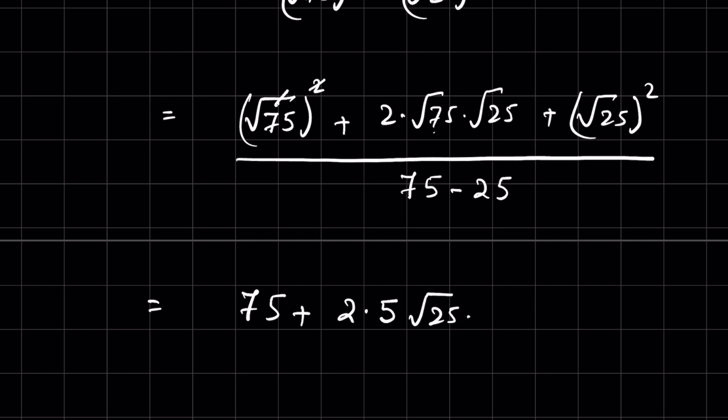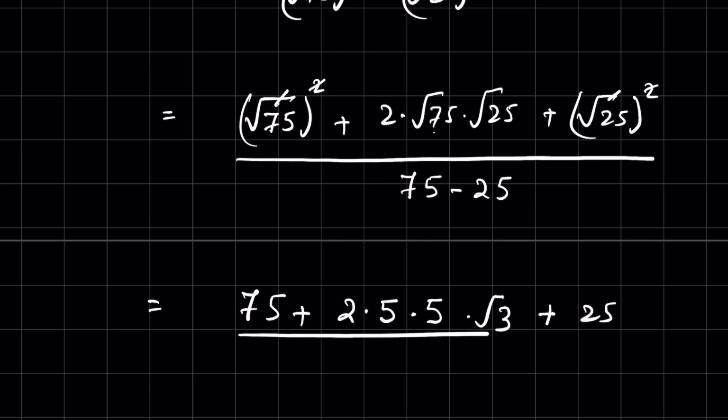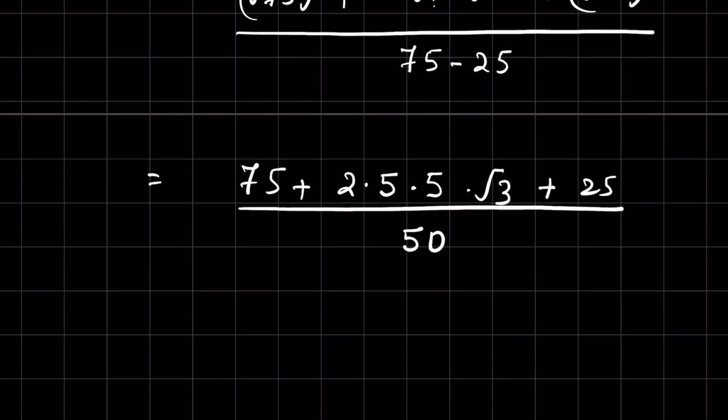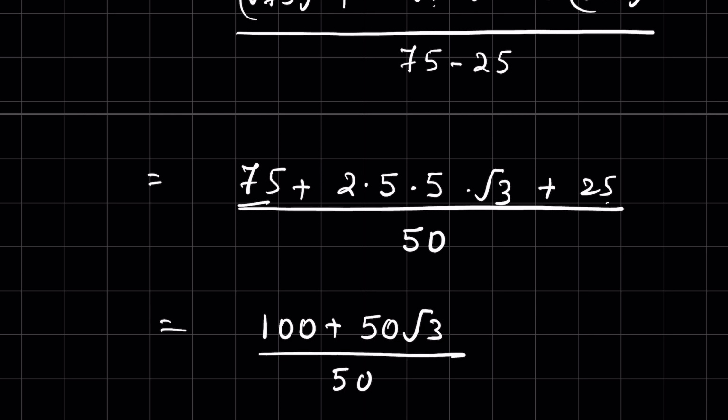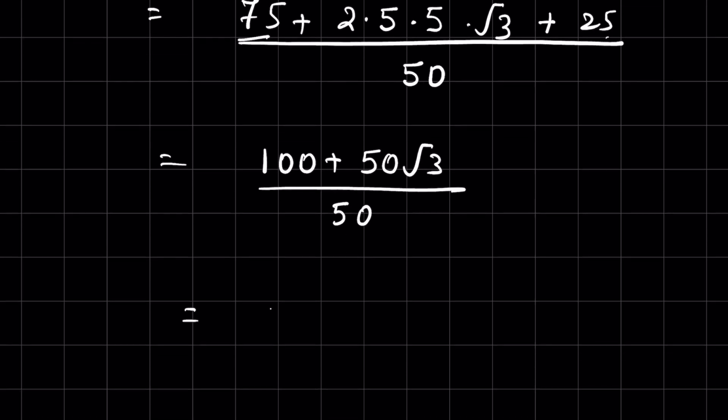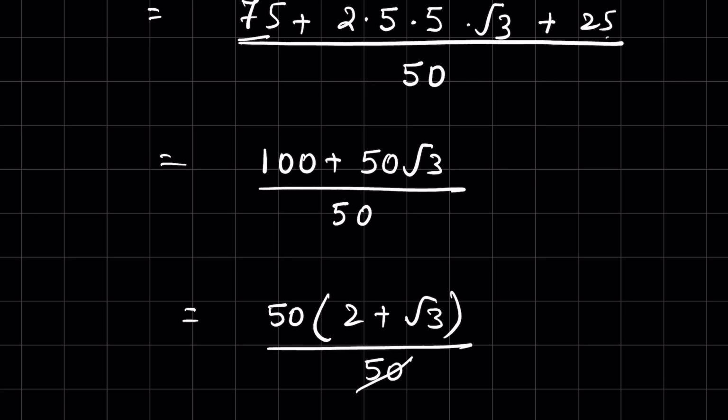Square root of 75 we can write as square root of 25 times square root of 3. Again square root of 25 is 5. So times 5, plus, removing the square root with the square, 25, upon 75 minus 25 is 50. 75 plus 25 is 100, plus 50 times square root of 3, upon 50. Now take 50 as common here, 50 times (2 plus square root of 3) upon 50. Cancel this 50 and 50. So the answer is 2 plus square root of 3.